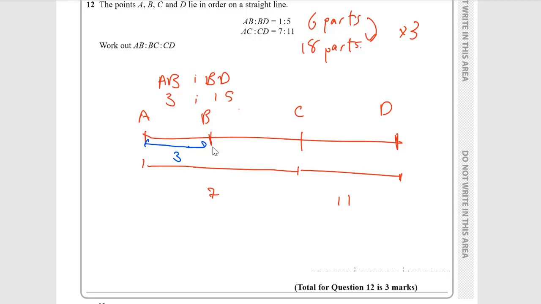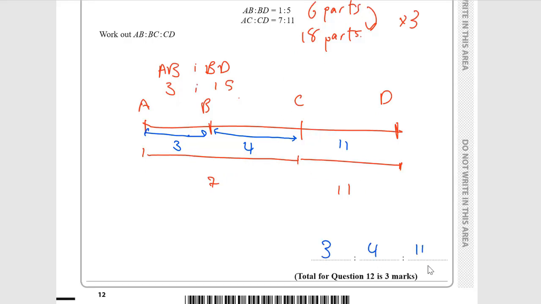Got that there. And then we know that BC is going to be 4, because 3 and 4 gives us 7, and we know that AC is 7 from here. And then it asks us for CD. Well, that means that CD is going to be 11, because we know CD is 11. So 3, 4, and 11.